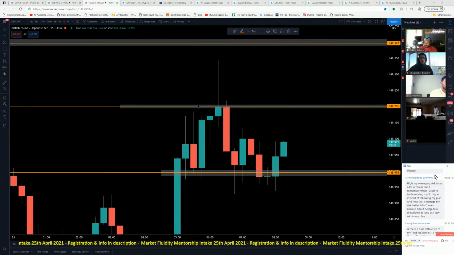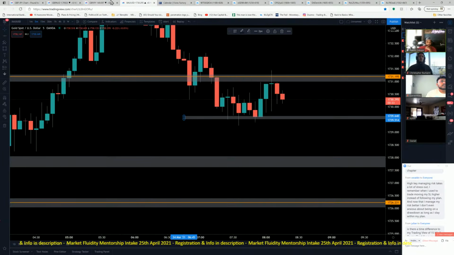Managing risk on trades is a lot of stress. I remember when I used to trade, moving my stop loss higher instead of following the plan. Yeah, I used to do the same thing too. Whenever I would go in drawdown, back in the day, like 3 or 4 years ago, the bigger my drawdown would get, the bigger the stop loss would get. I just kept moving my stops as the drawdown went up.